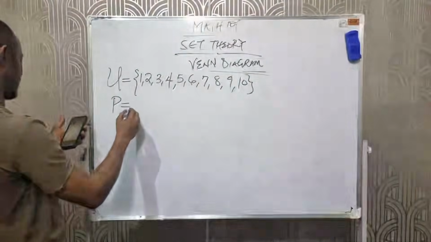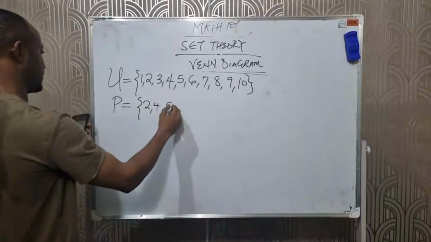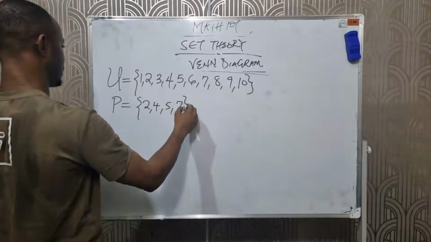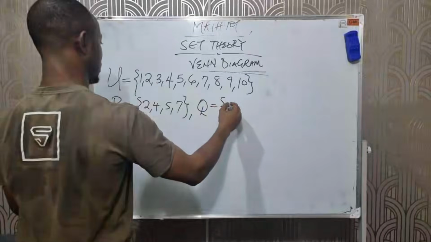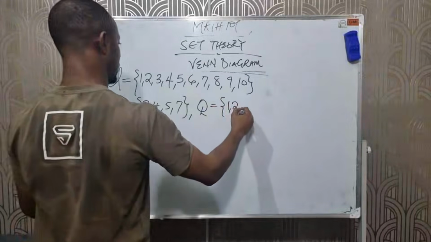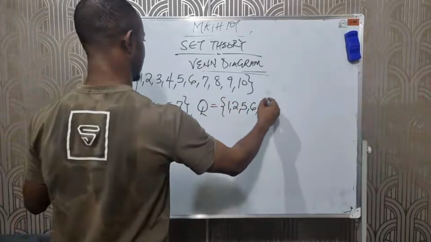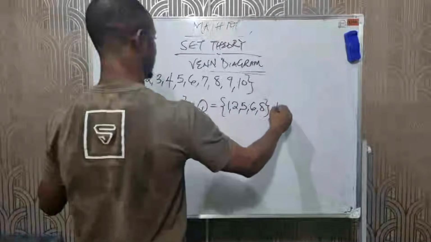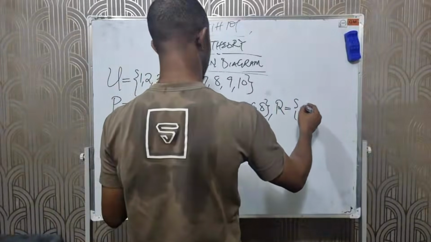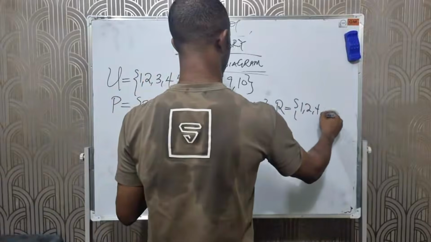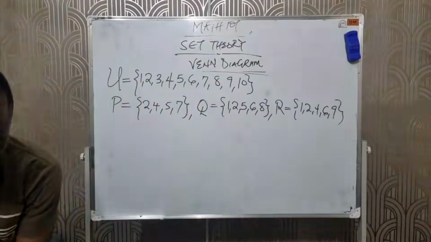Subset P is given as 2, 4, 5, and 7. Subset Q is given as 1, 2, 5, 6, and 8. Subset R is given as 1, 2, 4, 6, and 9. Then we have to represent this in a Venn diagram.